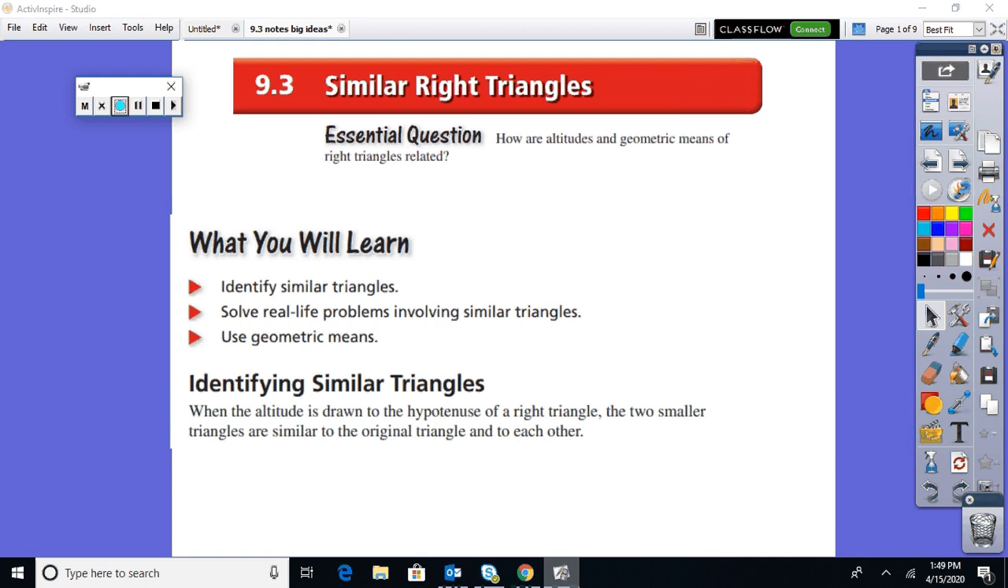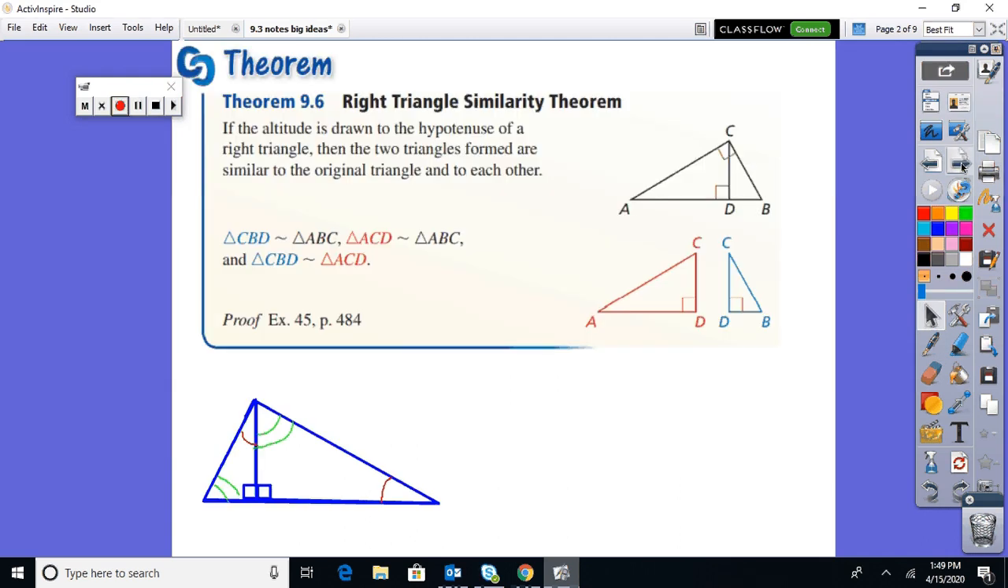So we're keeping in the right triangle theme, and you guys know similarity from chapter 8 very well, and we're going to put it together here. So what we're going to learn are to identify similar triangles, solve some real life problems, and a new thing, using geometric means. So the first thing you want to do is identify similar triangles, and it gets a little visually tricky. So let me show you where this comes from here.